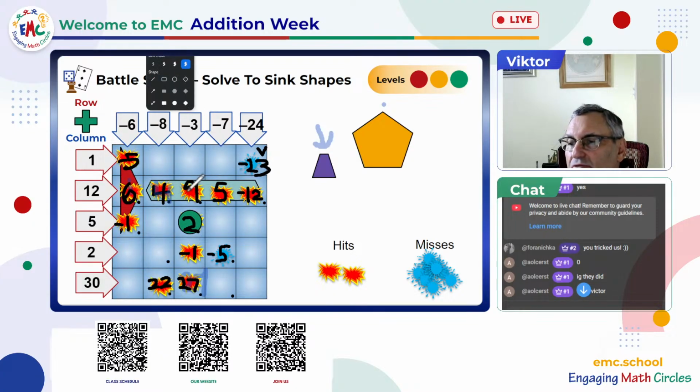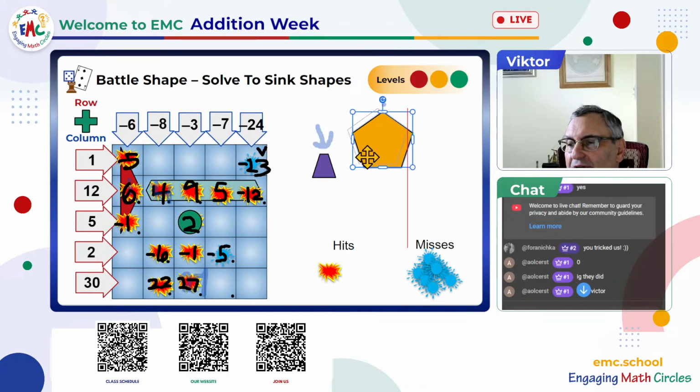So chat says 2 plus -8 is -6. Yes. And then we're subtracting 7 from 30, and that is a hit and sink on our pentagon. Wow. Okay, so now we just have one lonely ship hiding in the ocean here. We only have one left, out of all these misses.